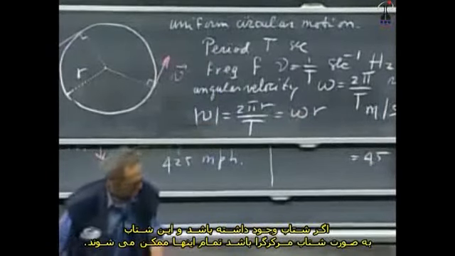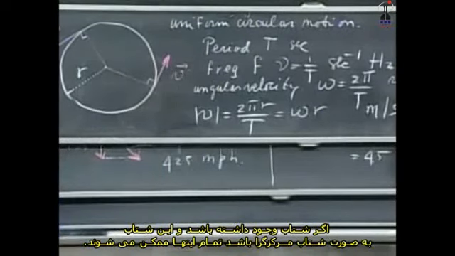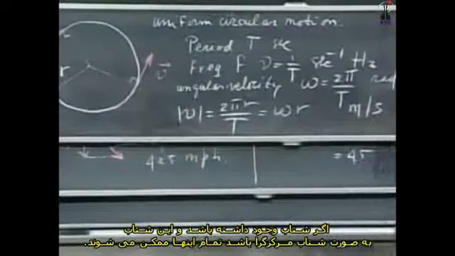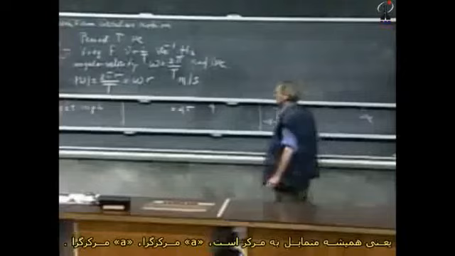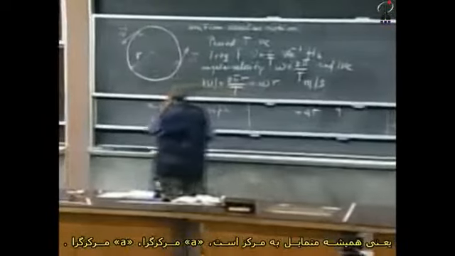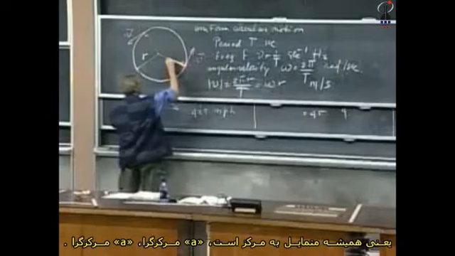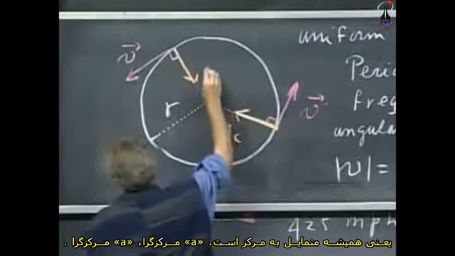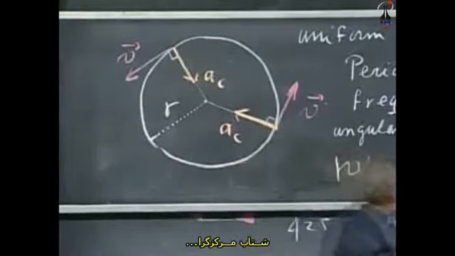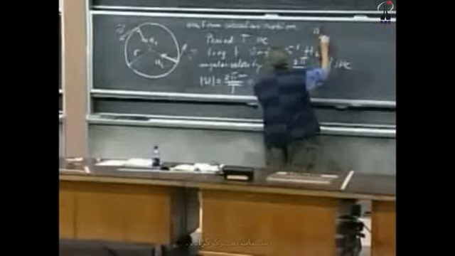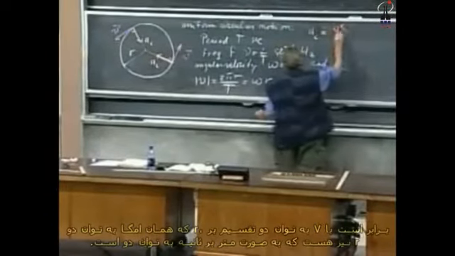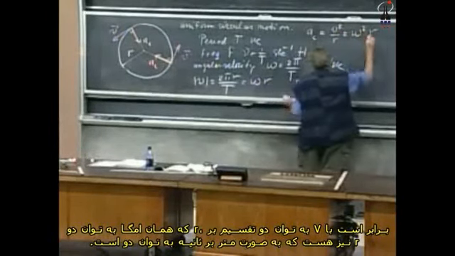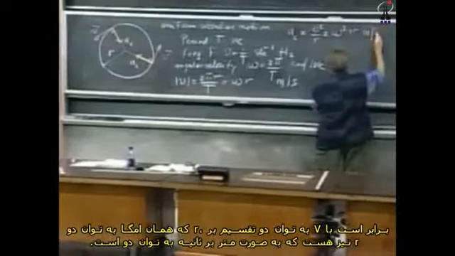All this is only possible if there is an acceleration. And the acceleration is called the centripetal acceleration. It is always pointed towards the center. And the centripetal acceleration, the magnitude, is v squared divided by r, which is therefore also omega squared r, and that of course is in meters per second squared.